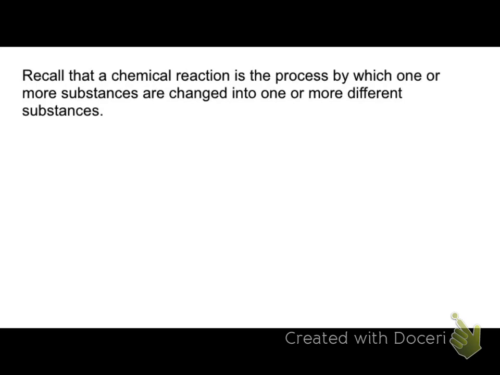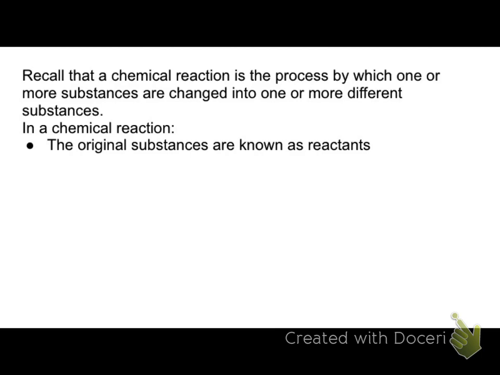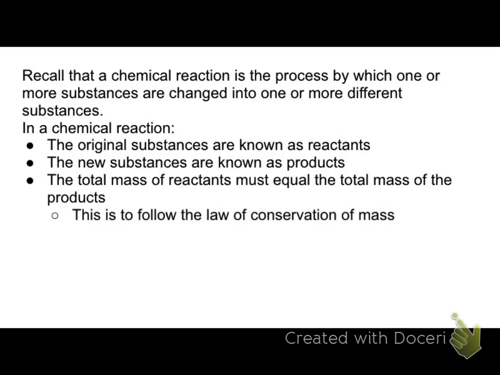Recall that a chemical reaction is the process by which one or more substances are changed into one or more different substances. So when we have a chemical reaction happening, we start with certain things and end with at least one new thing. Often more than one. In a chemical reaction, we call the original substances reactants. The new substances we call products. And the total mass of the reactants must equal the total mass of the products. This is because of the law of conservation of mass.